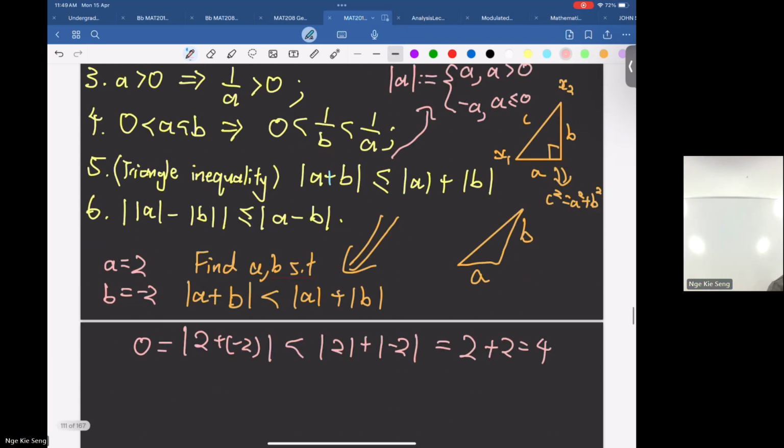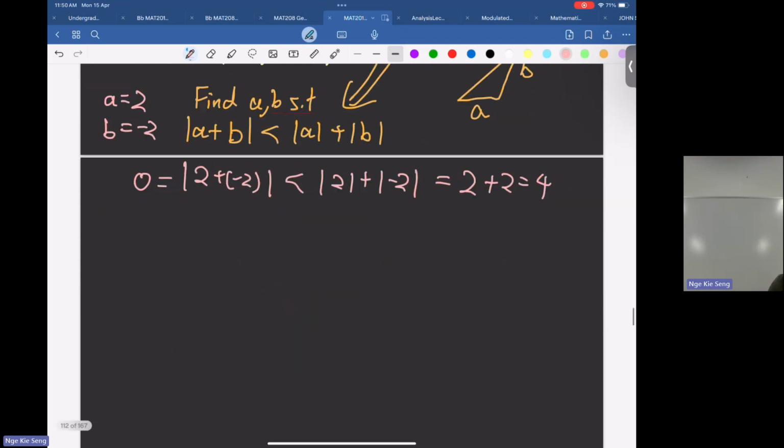Good. Equal maybe is not so easy also, right? So what is the example for the equal sign to hold? As long as A and B are greater than 0, then the equality will hold. A and B smaller than 0, it's also the same. Yes, that's right. Try and prove it. You should prove it. But we will now prove this triangle inequality.